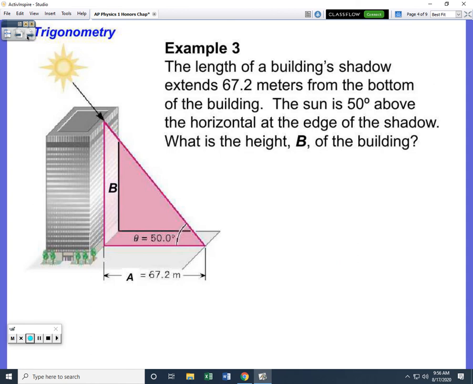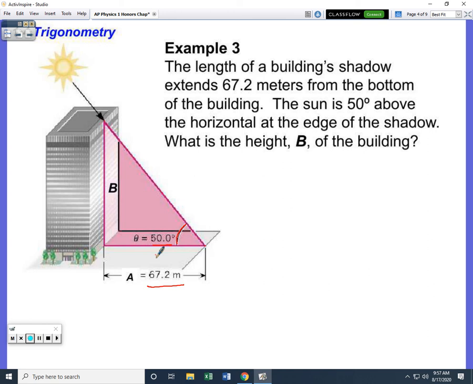So let's try to apply this in some fashion. Let's say you had some building and the sun was up in the sky and it shines down across the top of this building. It creates a shadow that is 67.2 meters long from the end of the building. And if you were to sight from the end of the shadow straight up to the top of the building to the sun, you would be sighting up at a 50-degree angle is basically the idea here. Could you find the height of this building? I would say yes, you can. So it's kind of a neat concept.